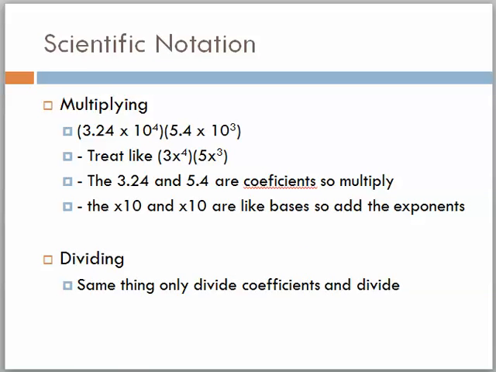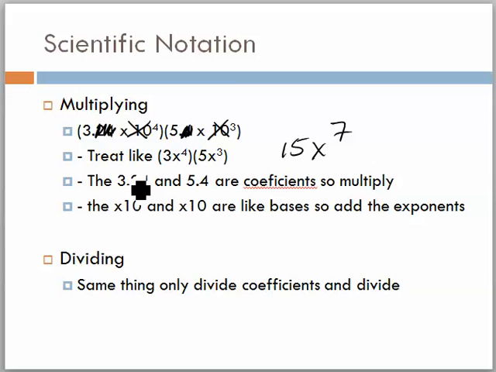Let's talk about scientific notation right now. 3.24 times 10 to the fourth and 5.4 times 10 to the third. What I like to tell students is to think about this: forget about the 0.24 right now, and forget about the 0.4 right here. And let's make this times 10 just x. So we're going to treat it like it's 3x to the fourth and 5x to the third. Well, how would you do that? In algebra, you learn to multiply the coefficients, and you got 15. And when you had like bases, the x's, you added your exponents.